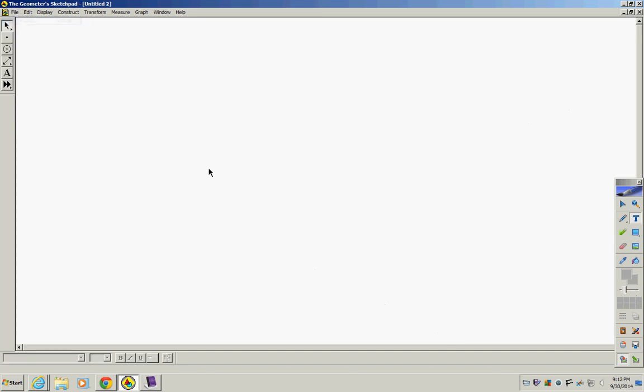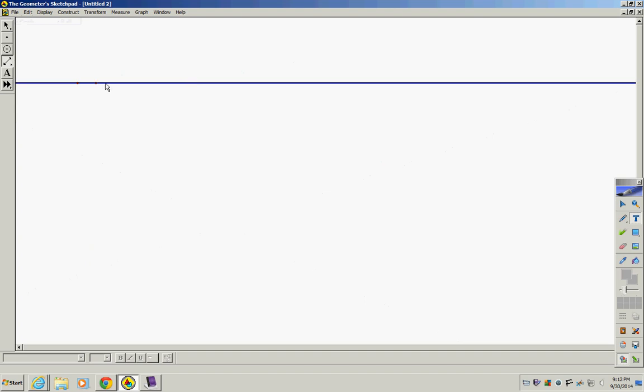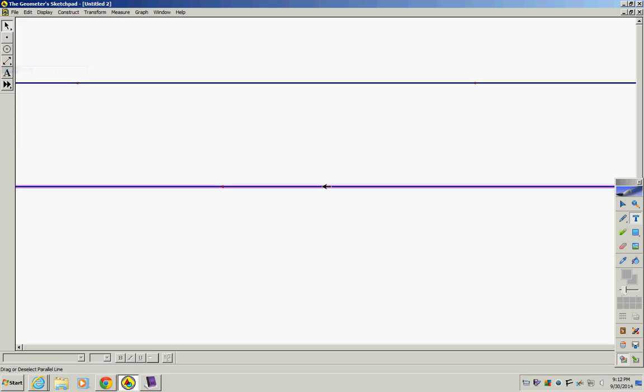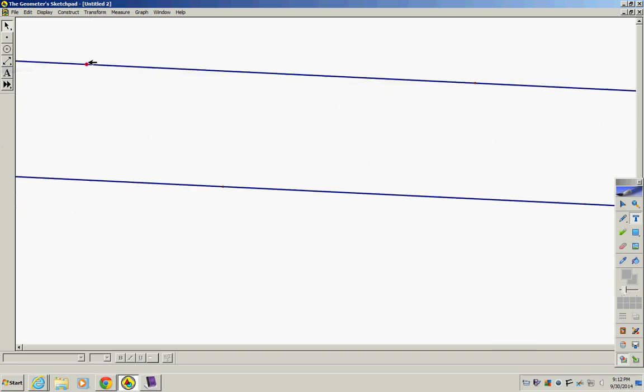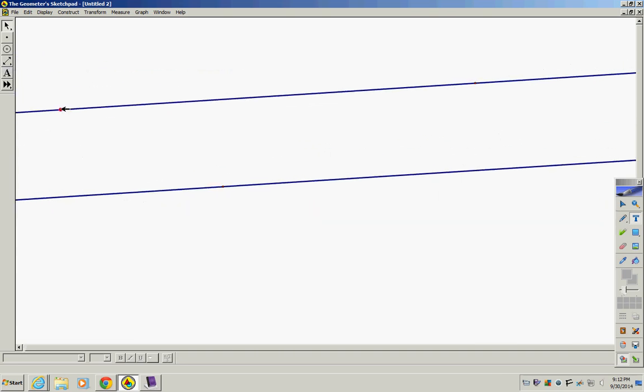So I'm going to make two lines now, but they're not going to just be any two lines. We have this line right here, and I'm going to make a little construction here. I'm going to construct a parallel line, so that when I move this, they stay parallel. Now I have parallel lines, and I'm also going to make a transversal.